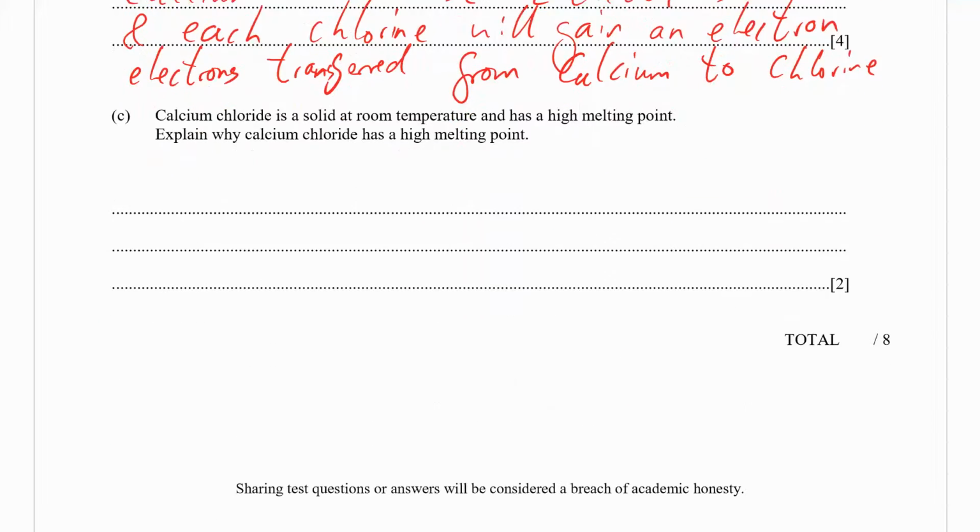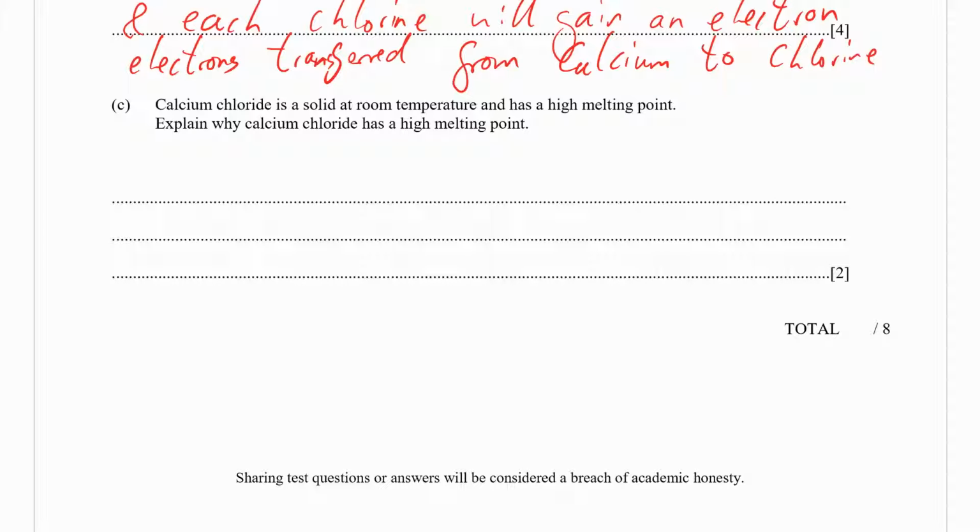Next question, explain calcium chloride is a solid at room temperature and has a high melting point. Explain why calcium chloride has a high melting point. And for this question, what you're trying to find out is the type of bond present, which then will help explain its melting point. Now it's worth 2 marks. So the first mark is to say calcium chloride has strong ionic bonds.